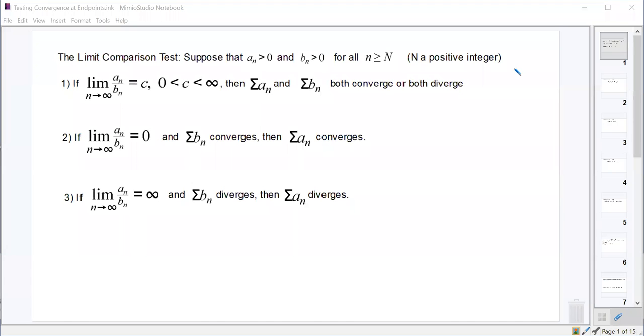So today we are going to talk about the limit comparison test, and we'll see if we get past that, but we're going to at least start with the limit comparison test.